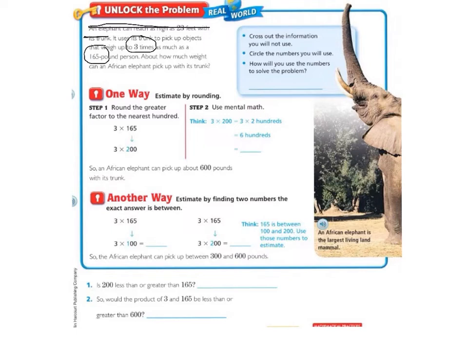And then it says, how are you going to use these? Well, I am going to estimate because it tells me this word here, about. So I'm going to estimate 3 times 165 because that will tell me about how much weight it can pick up. Well, when I estimate, I want to round to a number that's nice and easy for me to multiply by. So I'm going to leave my 3 and I'm going to round my greater factor. I'm always going to round to the bigger number. So 165 is bigger than 3, and I'm going to round 165 to 200.